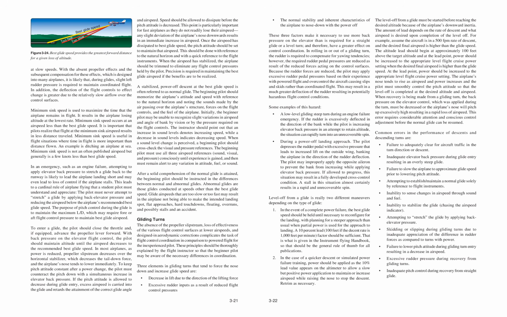The airplane's nose tends to rise as airspeed and power increases, and the pilot must smoothly control the pitch attitude so that the level off is completed at the desired altitude and airspeed. When recovery is being made from a gliding turn, the back pressure on the elevator control, which was applied during the turn, must be decreased or the airplane's nose will pitch up excessively high, resulting in a rapid loss of airspeed. This error requires considerable attention and conscious control adjustment before the normal glide can be resumed.